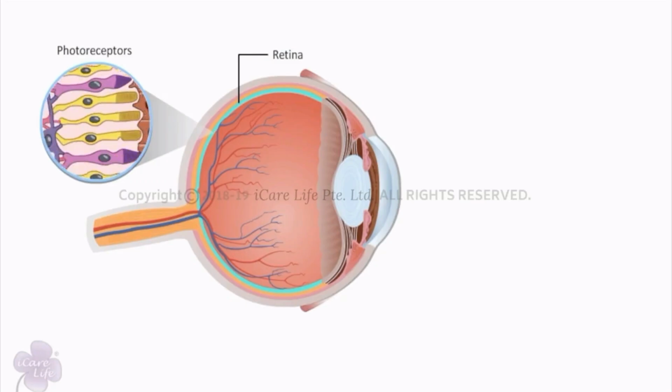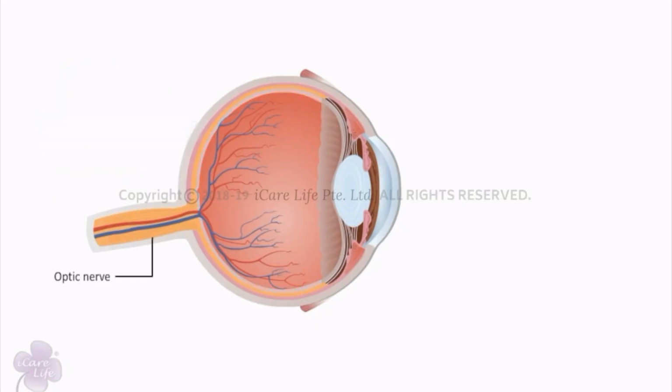Photoreceptors are of two types, rods and cones. Rods help us see in black, white, and shades of grey, and cones help us see colors. The optic nerve, located at the back of the eye, transmits the signals from rods and cones to the brain. The eye's blood supply also enters and leaves from the back of the eye.